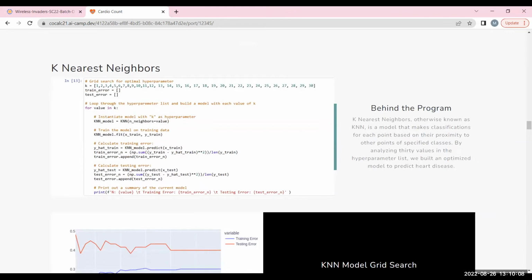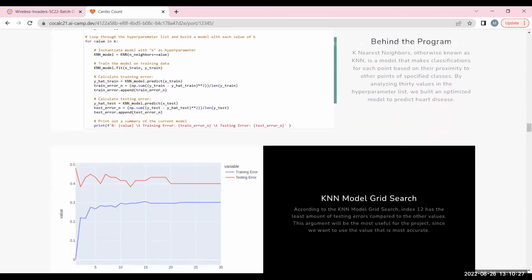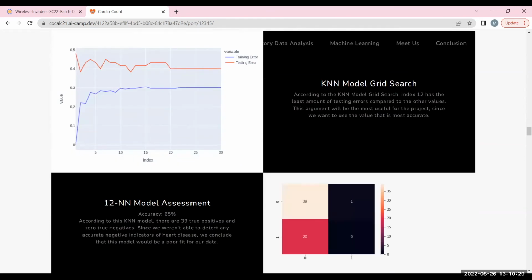The K nearest neighbors, otherwise known as KNN, is a model that makes classification for each point based on their proximity to other points of classified classes. By analyzing 30 values in the hyperparameter list, we built an optimized model to predict heart disease. In the KNN model grid search, the index 12 had the least amount of testing errors compared to other values.